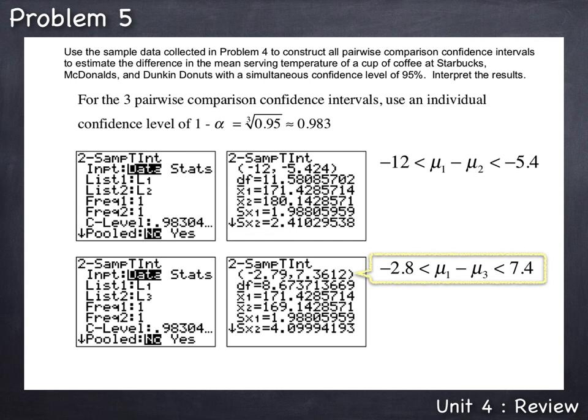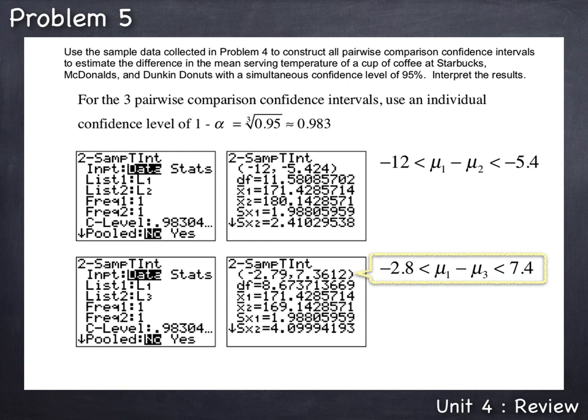So here we've constructed the pairwise comparison confidence interval that compares the mean serving temperature of a cup of coffee at Starbucks, mu1, to the mean serving temperature of a cup of coffee at Dunkin' Donuts, mu3. And it's constructed this way. Negative 2.8 is less than mu1 minus mu3 less than 7.4.